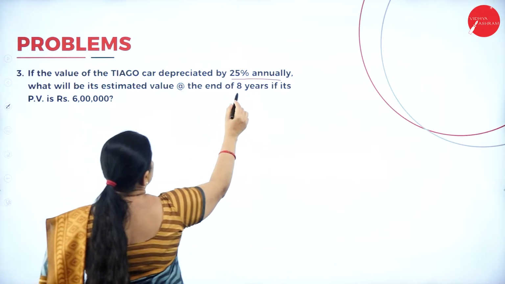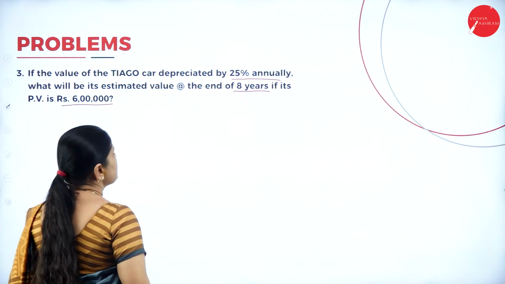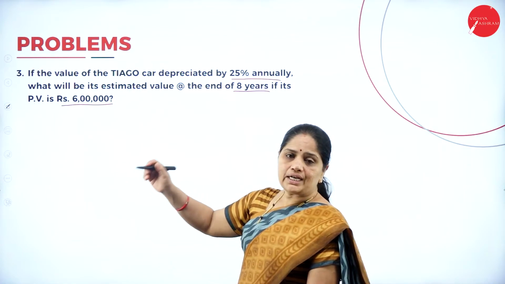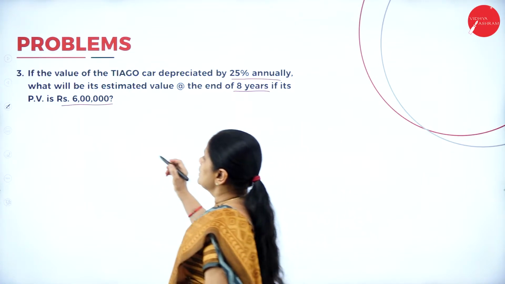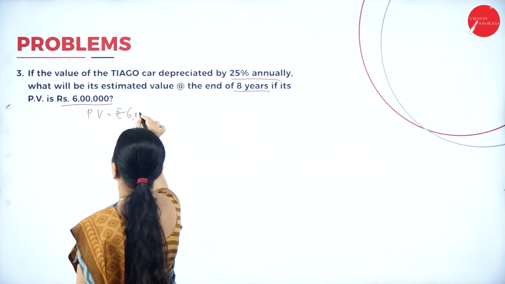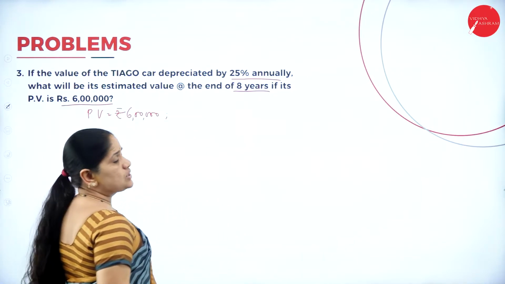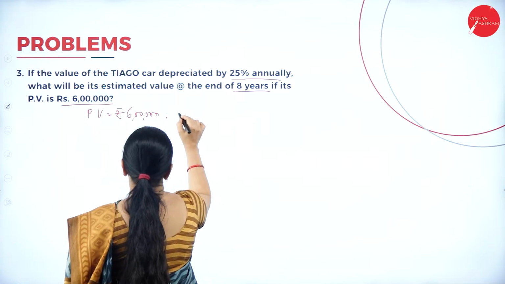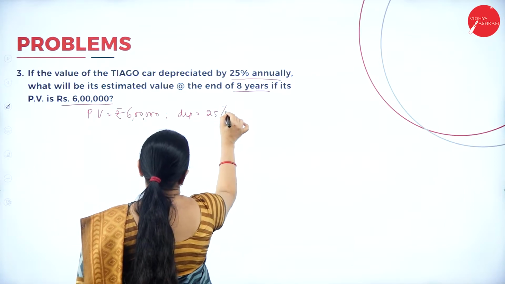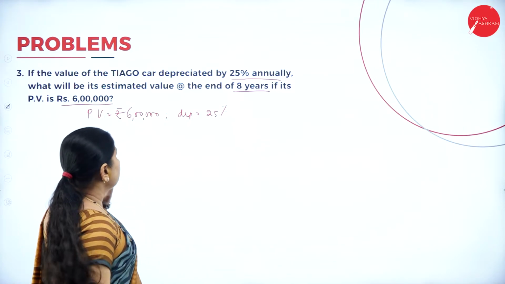Now, the third problem, the value of the Tiago car depreciated 25% annually. What will be its estimated value at the end of 8 years if its present value is 6 lakhs? Let us see here. So, we will make a note of what is given in the problem. So, they have given us the present value equals rupees 6 lakhs. Now, they have also told us the depreciation is 25%. And we have to find the estimated value at the end of 8 years.